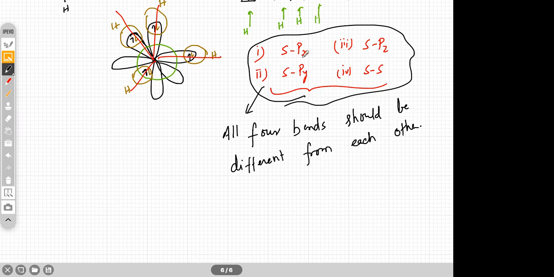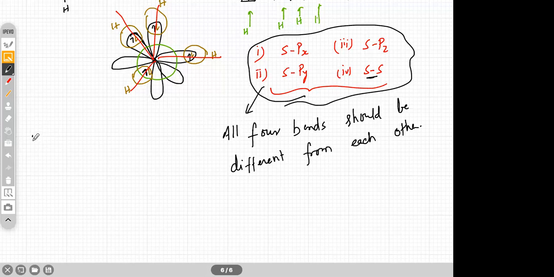Even if not all three, SPX, SPY and SPZ, at least these 3 bonds and this SS bond must be different from each other, right? Because of the extent of overlapping. So this was the conclusion according to valence bond theory.